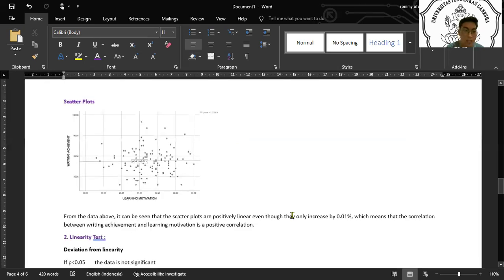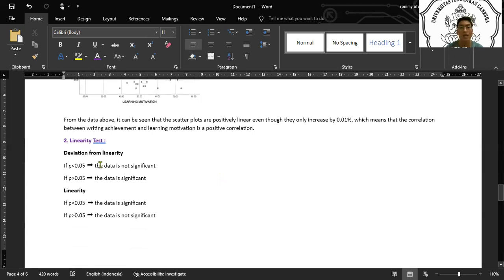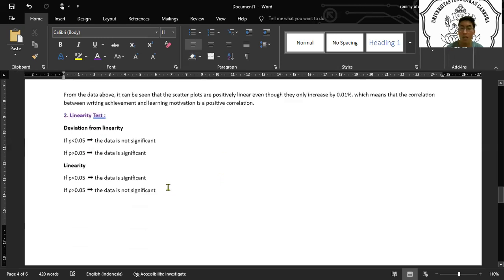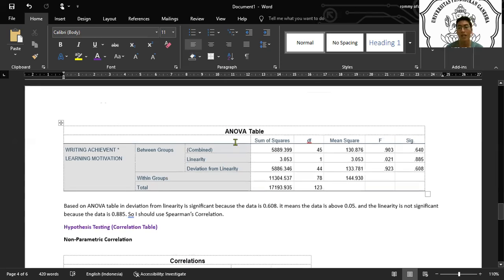And then next, the second test is the linearity test. Deviation from linearity: if the p-value is below 0.05, the data is not significant, and if the p-value is above 0.05, the data is significant. And the linearity: if the p-value is below 0.05, the data is significant, and if above 0.05, the data is not significant. You can see the ANOVA table.